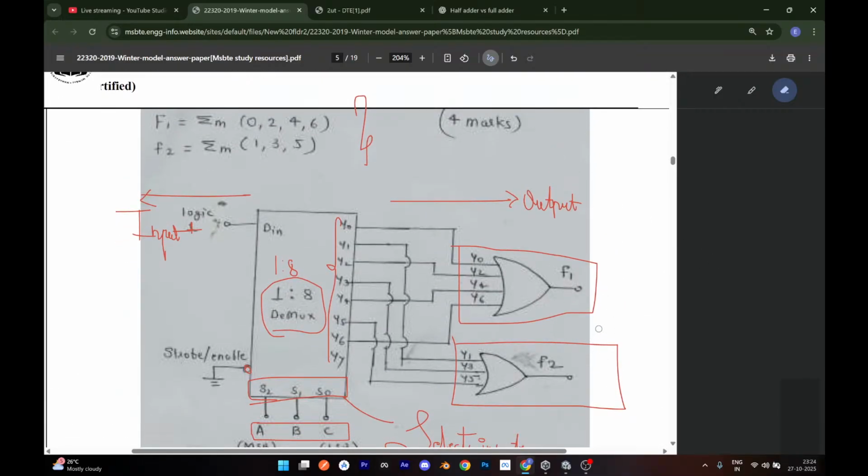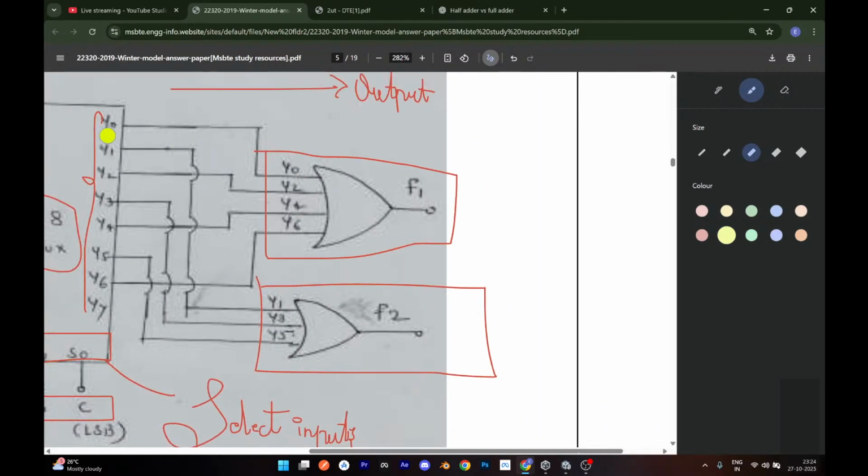Now, most of you will say, what is this? We are not understanding it. So, for them, let us see the output part properly. Again, here, what is Y0? We have added Y0, then 2, 4, 6. Y0, Y2, Y4, Y6 is giving us the output F1 after using the logic gate. Then our remaining lines, which are Y1, Y3, and Y5, which are again odd numbers, we have implemented a logic gate here, which is giving us F2. I think this is clear to everyone.